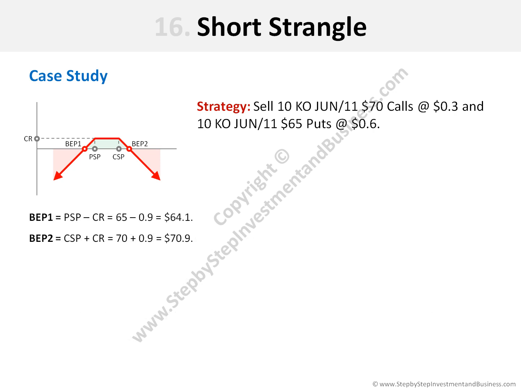And regarding the break-even points, break-even point 1 is equal to the strike price of the put minus the credit received. In our case, 65 minus 0.9, which is equal to $64.1. On the other hand, break-even point 2 is equal to the strike price of the call plus the credit received. In our case, 70 plus 0.9, which is equal to $70.9.